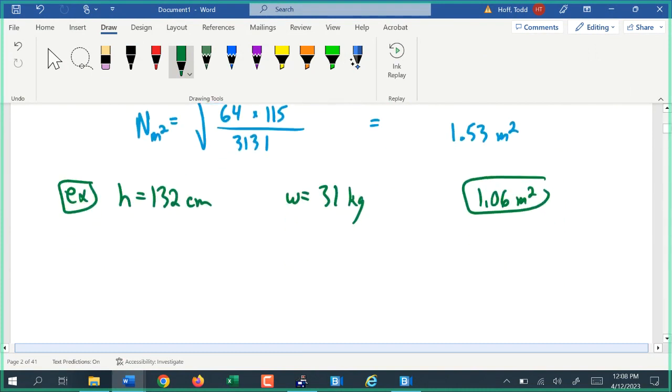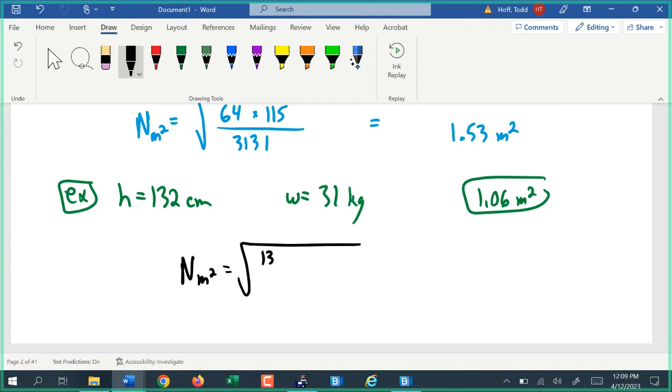Let's double check this one with the formula. So 132 times 31, and again, this is metric, so it's going to be over 3,600.